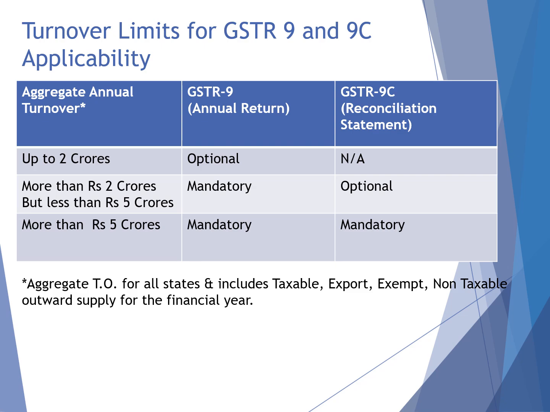GSTR 9 is required to be filed by the person whose aggregate annual turnover exceeds rupees 2 crore. But if such turnover exceeds rupees 2 crore but is less than 5 crore, it is mandatory to file the GSTR 9, but it's optional for him to file the GSTR 9C. And if such limit exceeds rupees 5 crore, it is compulsory to file the GSTR 9 and 9C. So aggregate annual turnover plays an important role in deciding the GSTR 9 and 9C filing.